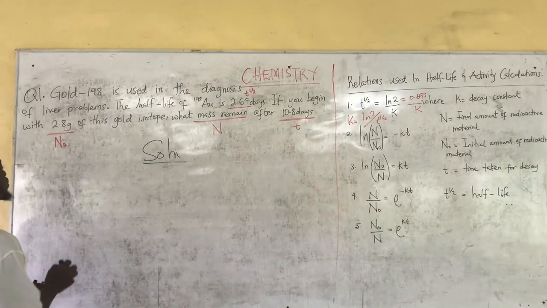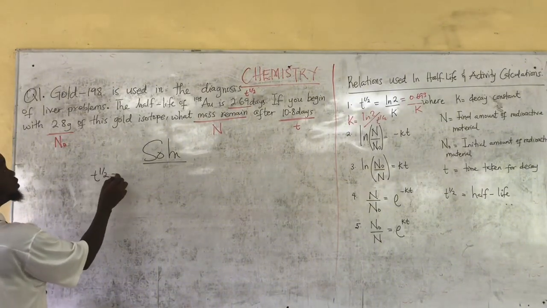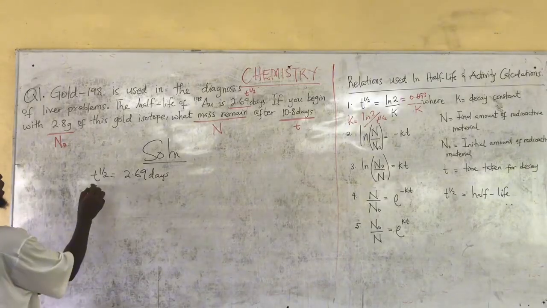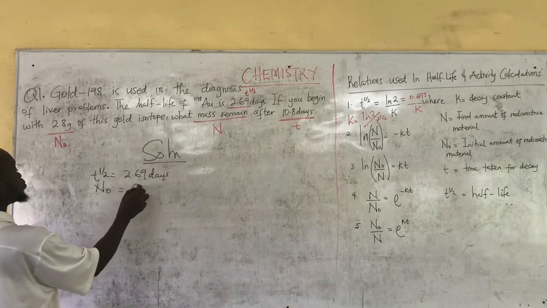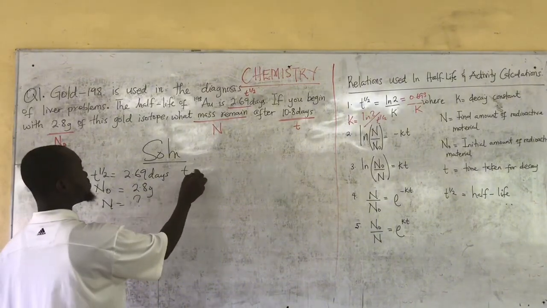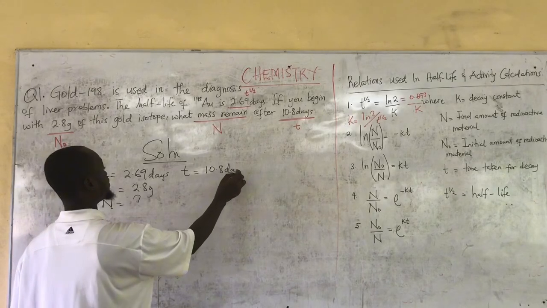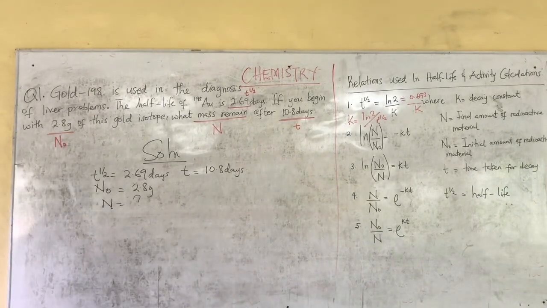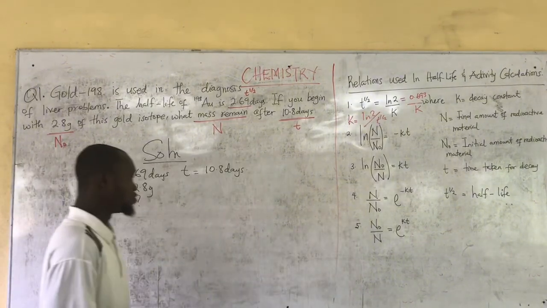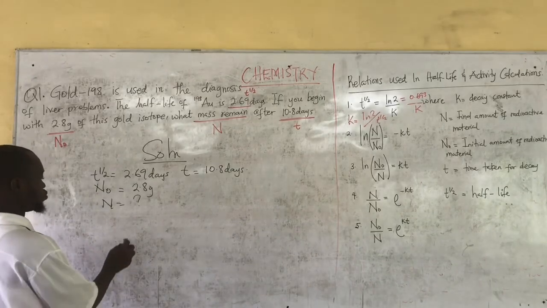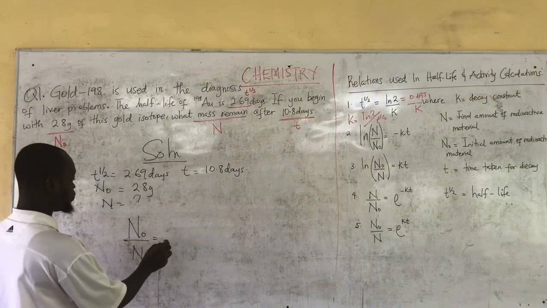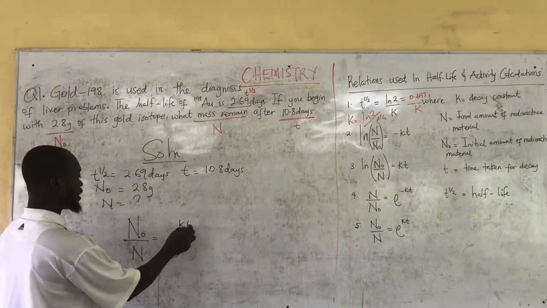So we have our solution. We have our T half to be equal to 2.69 days. In addition to that, we have our N naught. Our N naught is 2.8 grams. Our N, we don't know. Our time, T, is 10.8 days. Is that okay? So we are asked to calculate for N. So we can use relation 4 or 5. So let's take relation 5. So relation 5, we have N naught over N is equal to e exponent KT.